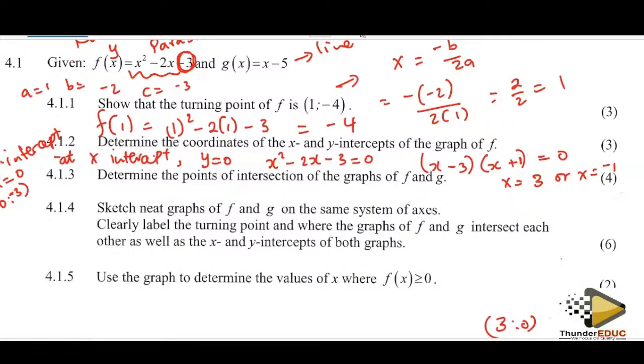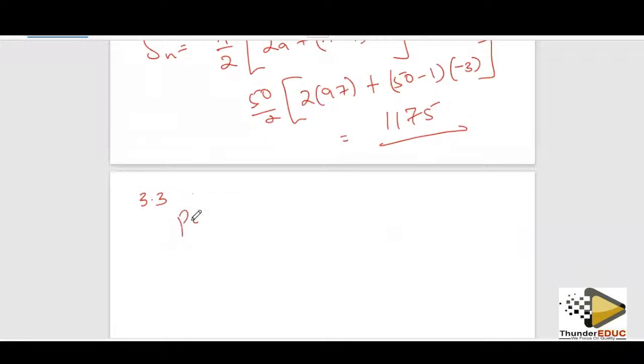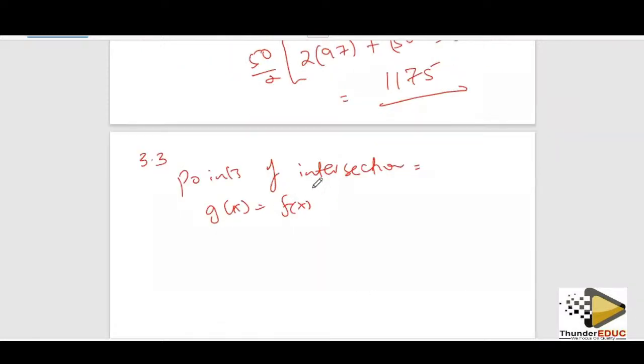Then they want us to determine the points of intersection of the graphs f and g. So one thing we need to know is that points of intersection are points where the two graphs are equal to each other. So g of x will be equal to f of x. Okay, so we're saying it's a point where the two graphs should be equal to each other. That's the point of intersection.